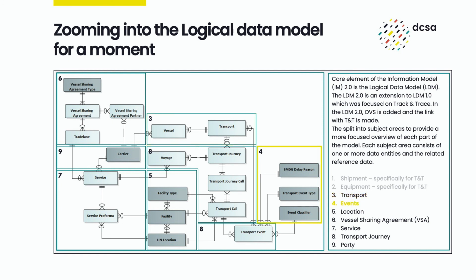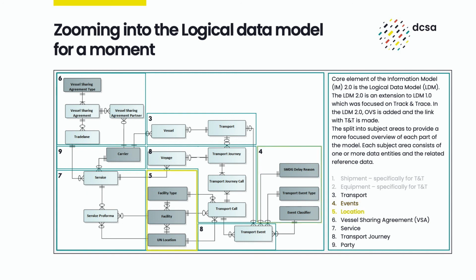Subject area number 4 is a subset of the event subject area. The model design relating to transport is based on the event structure we have published at the beginning of this year. For OVS, events occur with relation to the central entity of transport. Event types can be further related to the estimated, planned, or actual state captured in the event classifier entity, and each event also has specific entities that only relate to those types of events. For transport events, that's for example the delay reason.